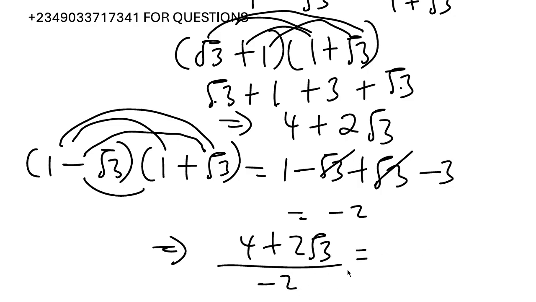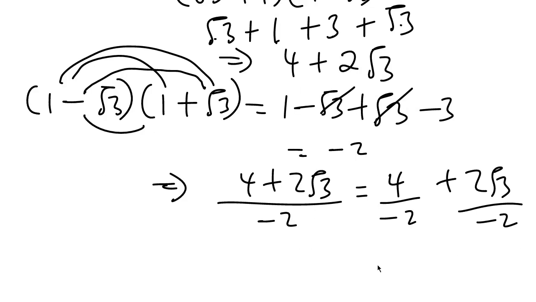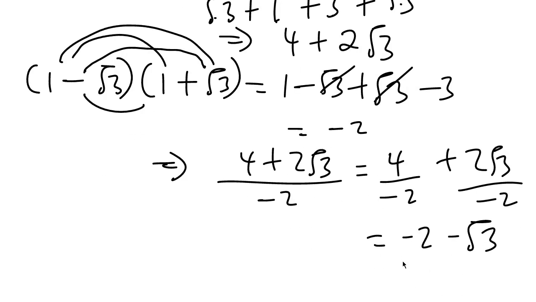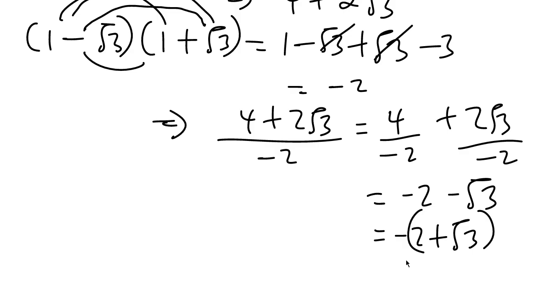And with that, we can divide through each part by negative 2. That will be 4 over negative 2 plus 2 root 3 over negative 2. And what's this going to be? That's going to be negative 2 negative root 3. We can actually factorize this to be negative bracket 2 plus root 3, because that's kind of like factoring with negative 1. Are you following? That's negative bracket 2 plus root 3.